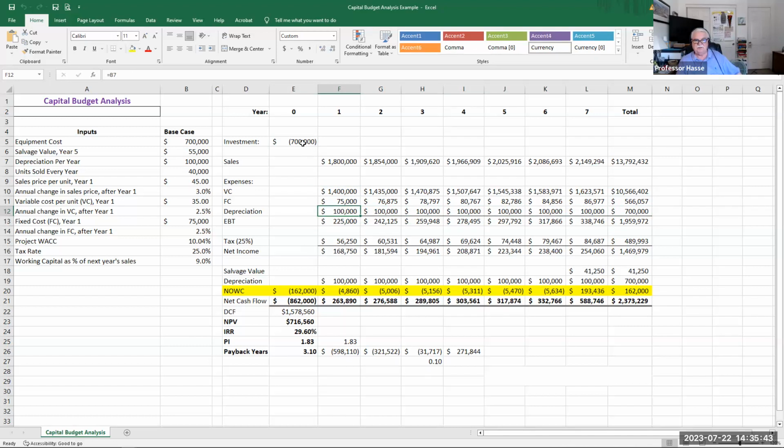This project of $700,000 investment is planning on producing 40,000 units a year. That's what they estimate. At a selling price of $45 a unit.